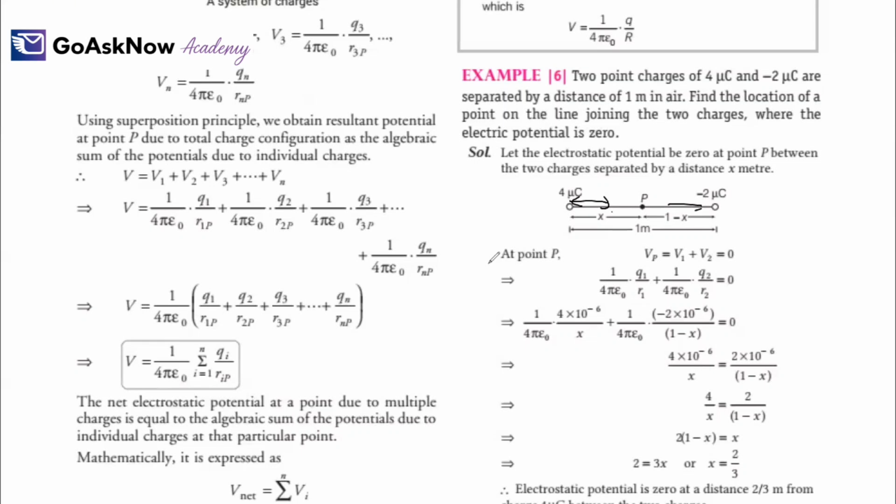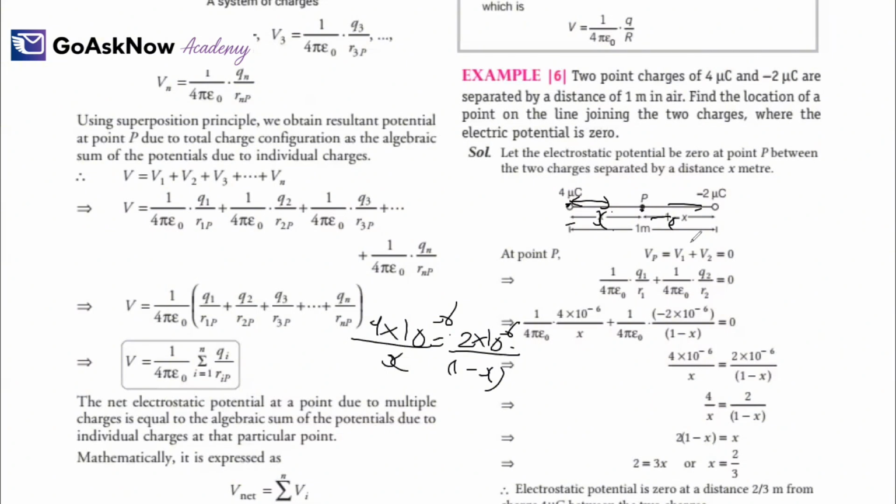Now cancel out the k from both sides, taking it common, so you will be remaining with 4 into 10 to the power minus 6 by x. Because at this point you have the distance x from the 4 microcoulomb charge, and that is equal to 2 into 10 to the power minus 6 upon 1 minus x, because this distance is 1 minus x only. And the charge value is minus 2.